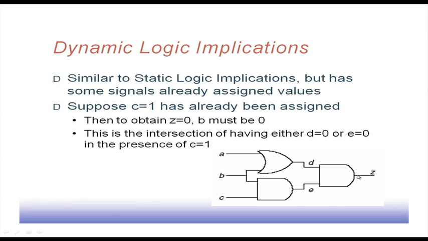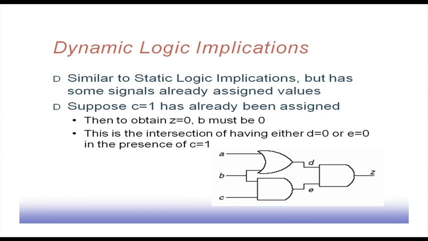So, c is already equal to 1, then if we want to get z equal to 0, b must be equal to 0. Okay. So, this is the intersection of having either d equal to 0 or e equal to 0 in the presence of c equal to 1. So, in the presence of this c equal to 1 assignment, we are trying to get z equal to 0. So, what is the implication of that? The implication says that b must be equal to 0. So, that is a dynamic implication compared to static.